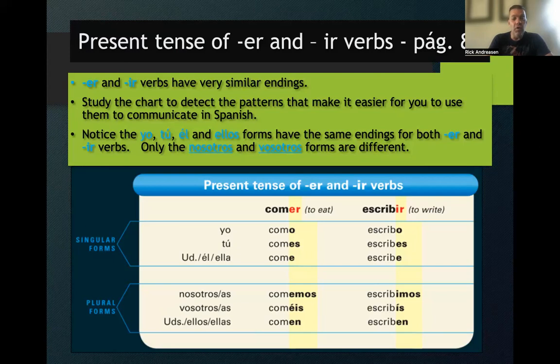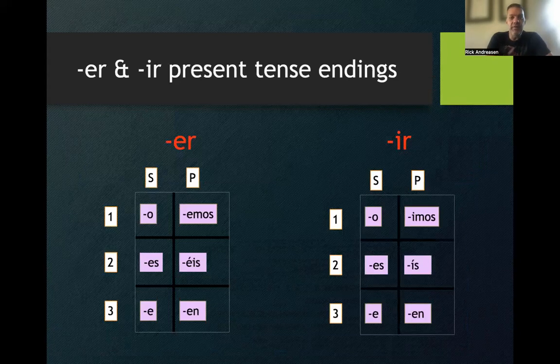Okay? So you're going to memorize just these endings, again, that are very similar to the AR endings, and you'll be able to conjugate most ER and IR verbs in the present tense. Here's my favorite, the way that helps me to look at it. Again, you can see how similar they are. The singular side is the same for both ER and IR. The plural side, the first person plural, nosotros form differs, emos versus imos. The second person plural form, the vosotros form, differs, eis versus is, and then back to the same again in the third person plural.